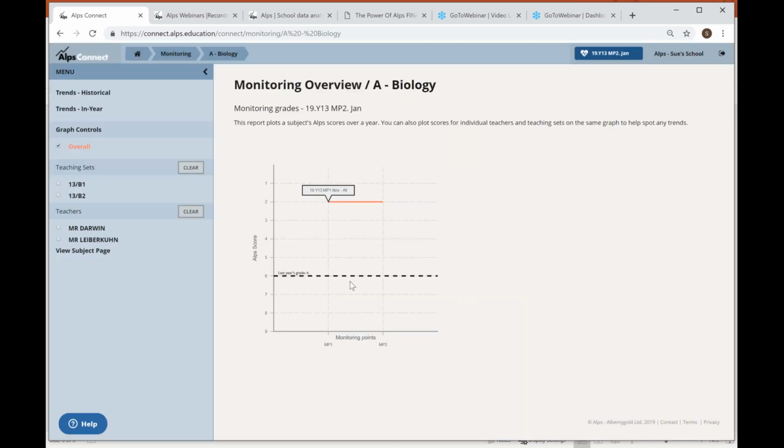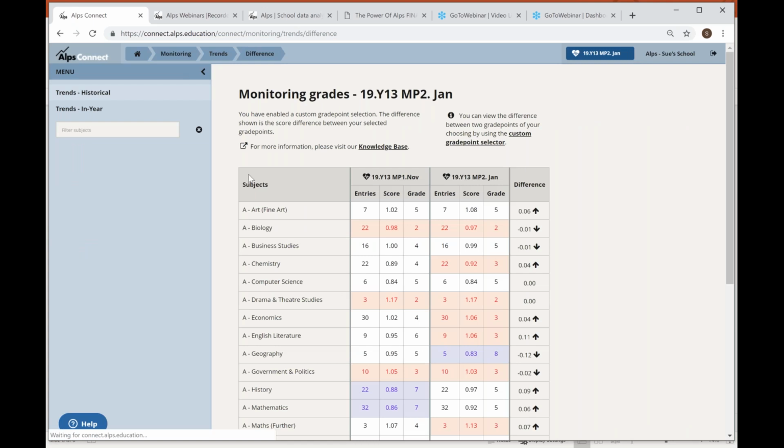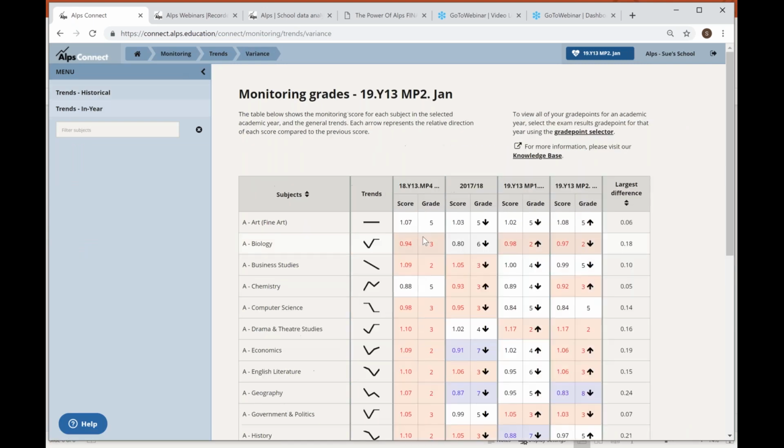So there's my biology department. That's last year's grade, and that's the overall MP1 and MP2. And I know from the monitoring overview, sorry to jump back, that biology over predicted before the exam because they predicted a 3 and only got a 6.